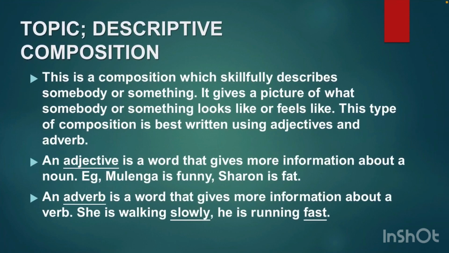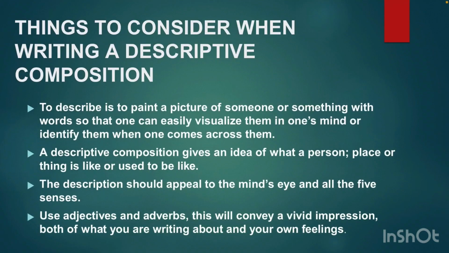So these are the 2 words that are mostly used when writing a descriptive composition, because you describe a person or a thing. Now there are some things that you have to consider when you are writing this type of composition. First of all, to describe is to paint a picture of someone or something with words, so that one can easily visualize them in their mind or identify them when one comes across them.